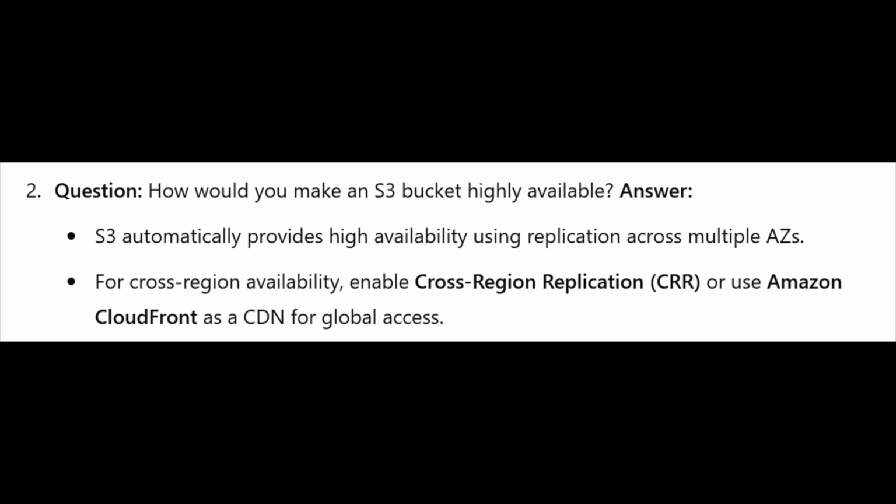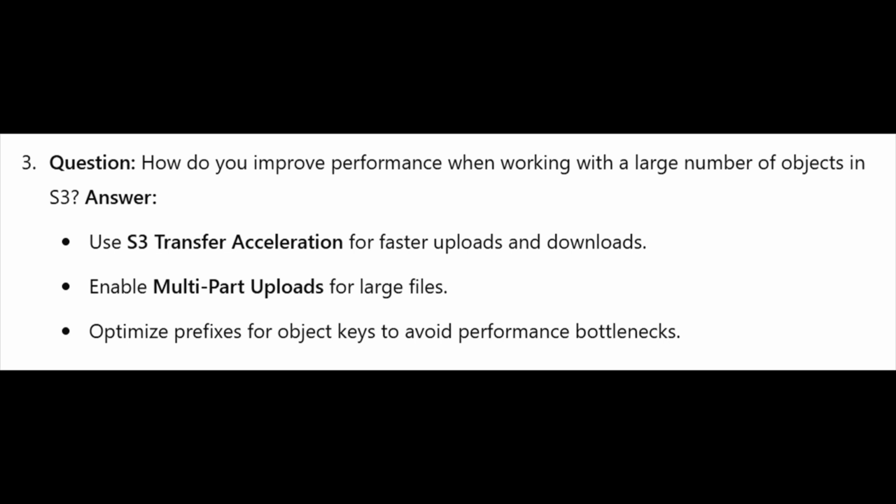Question: how would you make an S3 bucket highly available? Answer: S3 automatically provides high availability using replication across multiple AZs. For cross-region availability, enable cross-region replication, CRR, or use Amazon CloudFront as a CDN for global access. Question: how do you improve performance when working with a large number of objects in S3? Answer: use S3 Transfer Acceleration for faster uploads and downloads. Enable multi-part uploads for large files. Optimize prefixes for object keys to avoid performance bottlenecks.